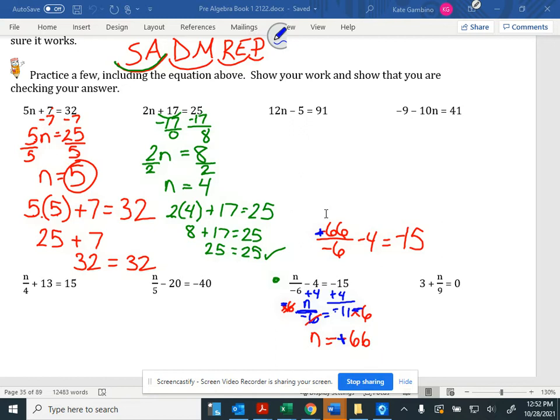It is that important that we pay attention to those negative signs. If we're multiplying or dividing by a negative, you have to multiply or divide by the negative. So we have 66 divided by negative 6 gives us negative 11, minus 4 equals negative 15. Negative 11 minus 4 is negative 15. So positive 66 is our answer.